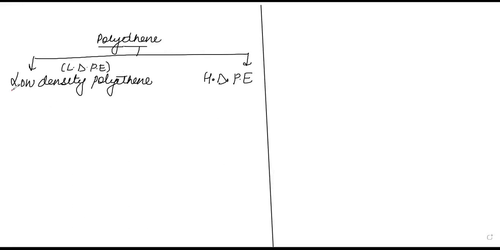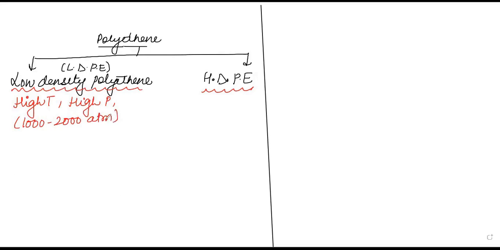Here low density means density कम है. So this is higher temperature. Temperature बहुत ज्यादा है. It is higher pressure. And if we are talking about pressure, 1000 से 2000 atmosphere pressure यहाँ पे होता है. Opposite to it, we are requiring low temperature and low pressure conditions for making HDPE.